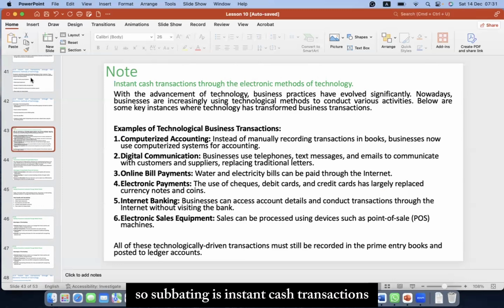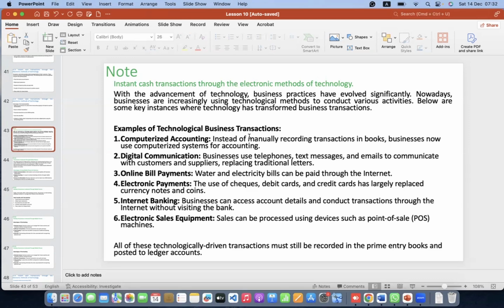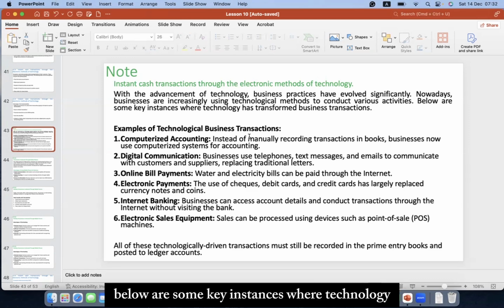So the subheading is instant cash transactions through the electronic methods of technology. So I will read out the note first. With the advancement of technology, business practices have evolved significantly. Nowadays, businesses are increasingly using technology methods to conduct various activities. Below are some key instances where technology has transformed business transactions. Examples of technological business transactions.